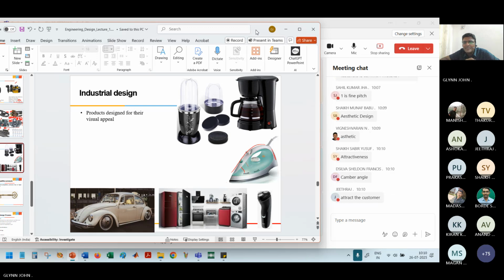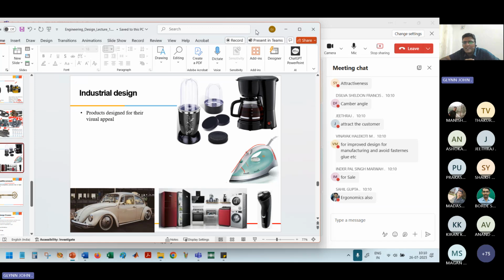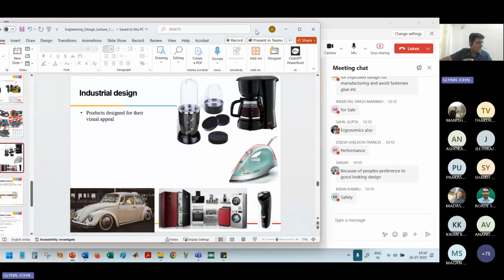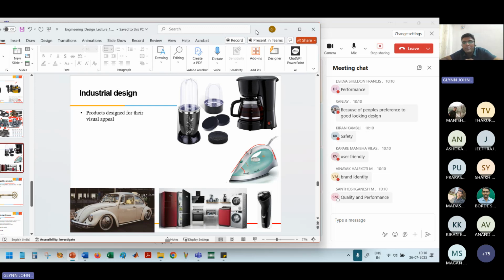Attractiveness, attract the customer. More than that, avoiding fasteners, glue. That is only in terms of manufacturing. For sale, ergonomics. Any other reason? People's preference to good looking design. Anything else? Now, beyond that, it's just brand identity. Okay. Anything else? See, now, you can buy a regular car that can carry four people.